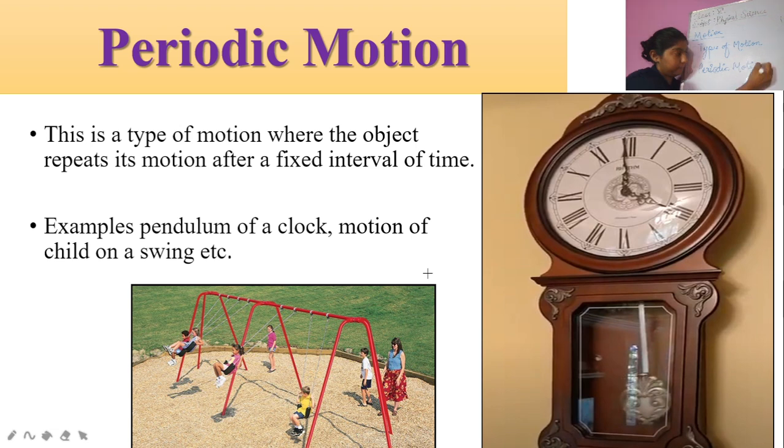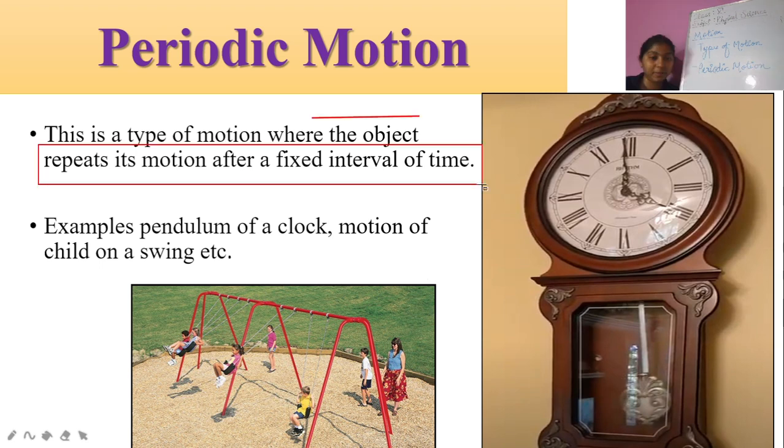So what is this motion? This is a type of motion where the object repeats its motion after a fixed interval of time. So this is a motion in which, every fixed interval of time, the object repeats the same motion. So you can come to know that this is a pendulum, right?